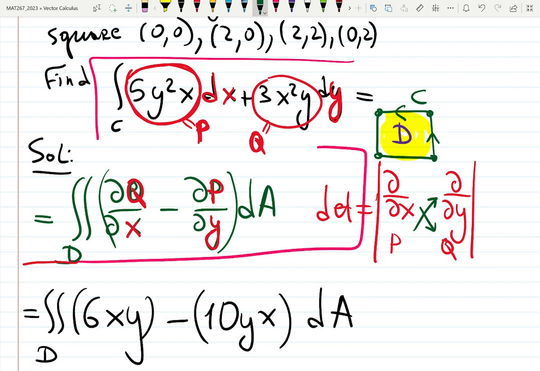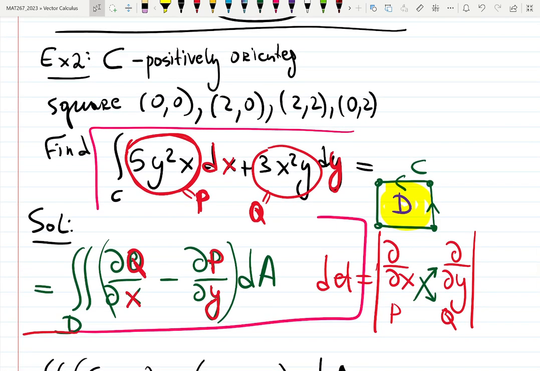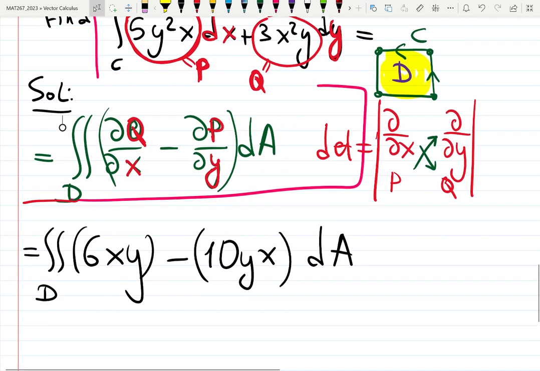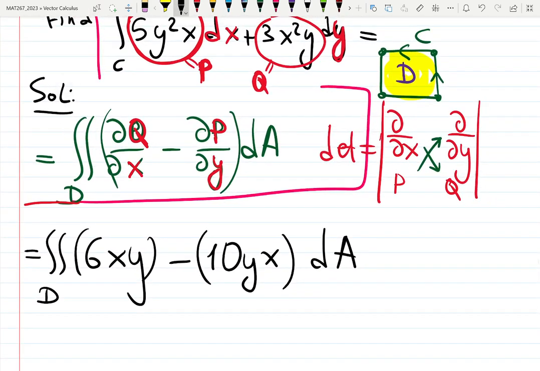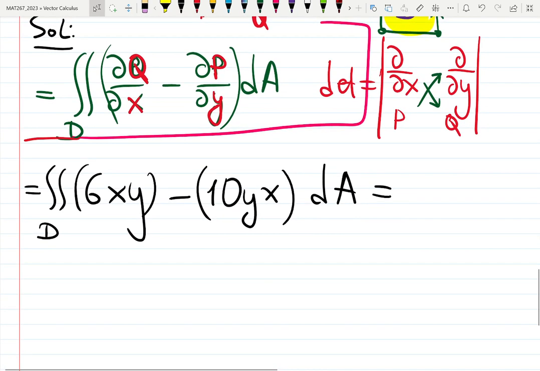Now, can we figure out the area of this square? Maybe. This time I will actually show you how to create the limits of integration. And then you can try and find the area while I'm doing it and see if the answer is the same. So we did successfully integrate.